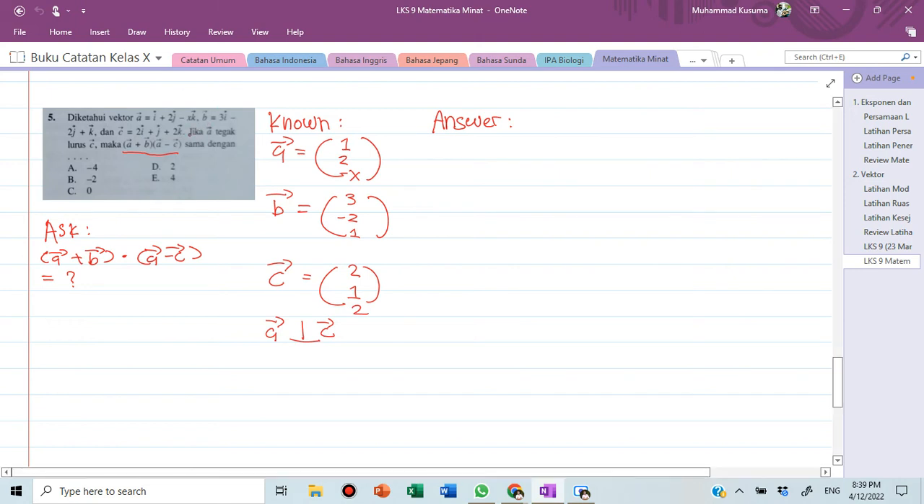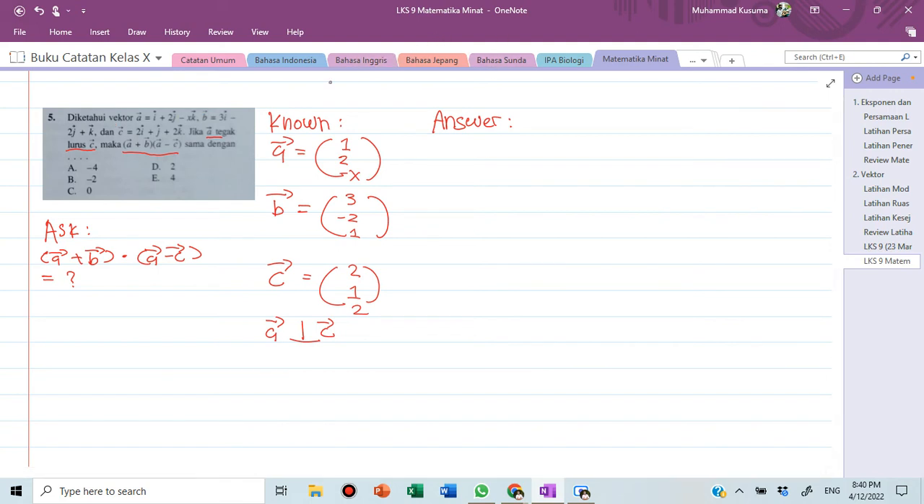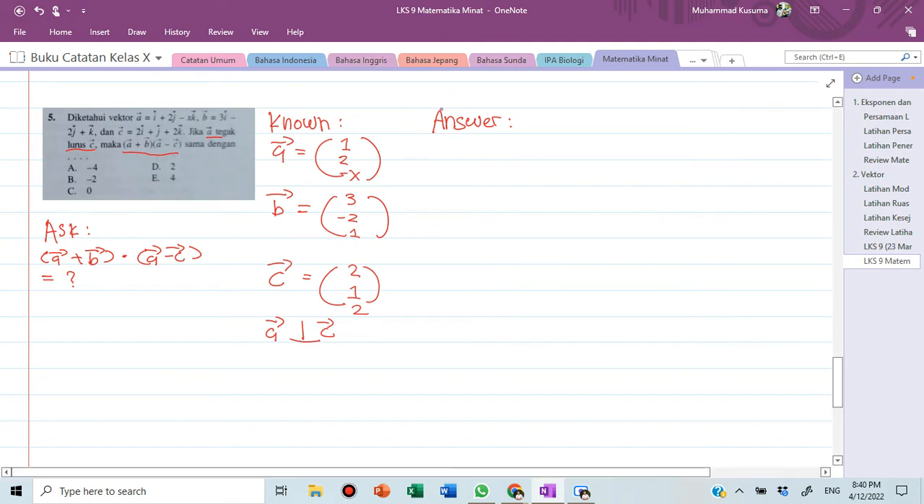Interestingly, the question is giving us a clue that vector a is perpendicular to vector c. Now, if a vector is perpendicular to another vector, then this will happen. That means if we dot vector a with vector c, it will be equal to 0.